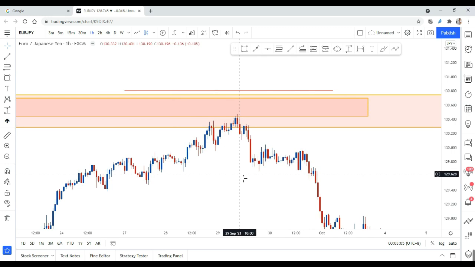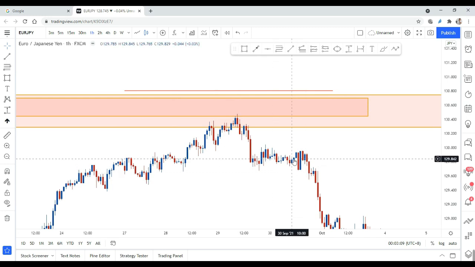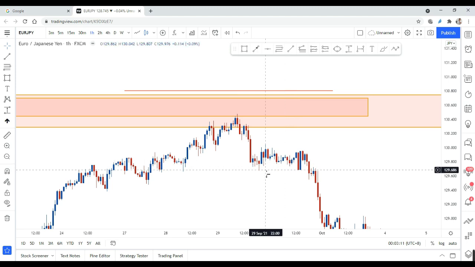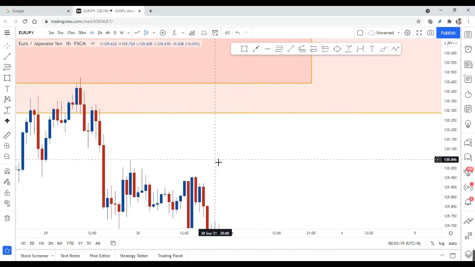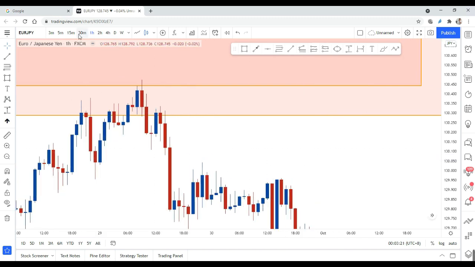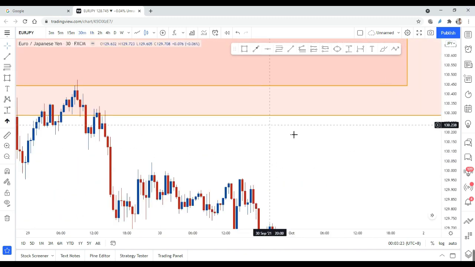For me, all these things are about practice. You have to train your eye. At one glance, you must identify where the QML is. You have to be very, very fast and very, very clear. Over here, it's a very obvious QML. You switch it to 30 minutes, and definitely there is one.